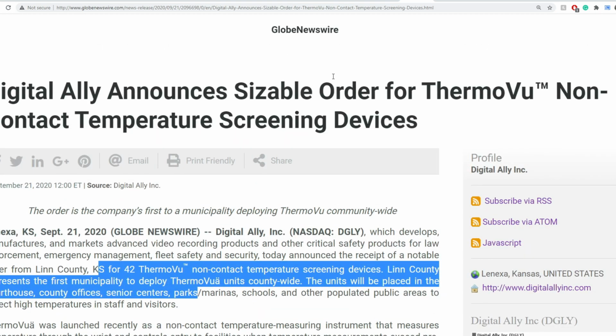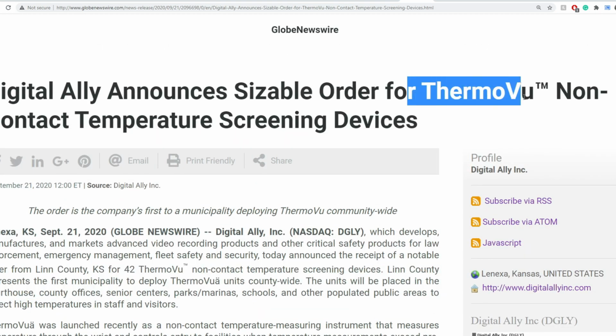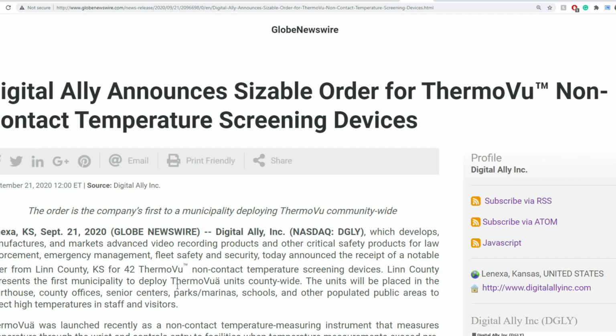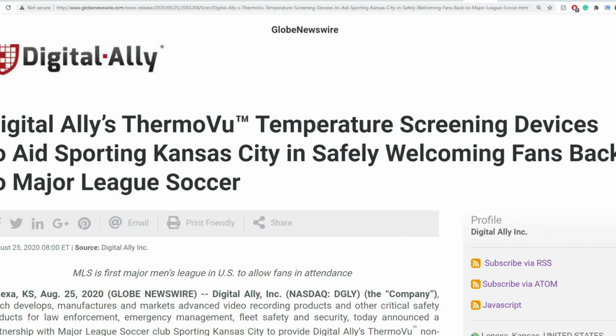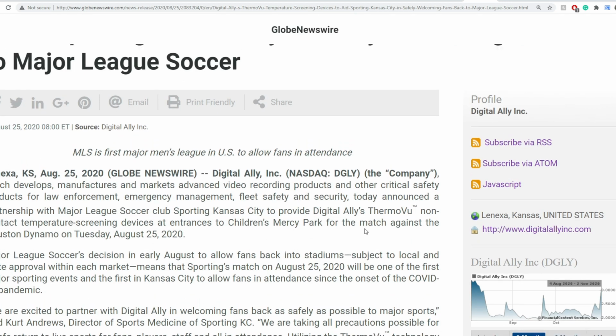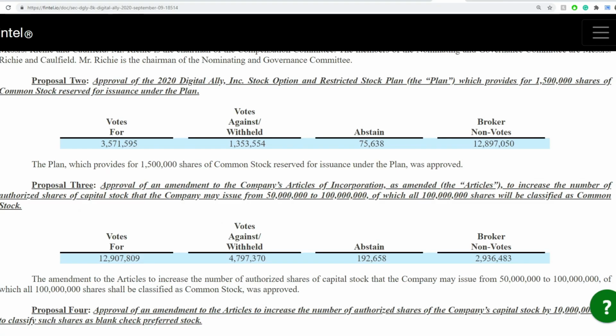Next, all the way back on September 21st, is their sizable order for the ThermoView, which is the non-contact temperature screening device. This one went to around 42 devices in Lynn County, which represents the first municipality to deploy them countywide, placed in courthouses, county offices, senior centers, etc. Next is their Major League Soccer customer from all the way back on August 25th, who bought some to use for MLS when they come back online.